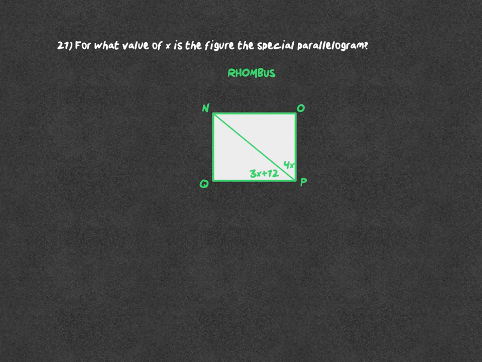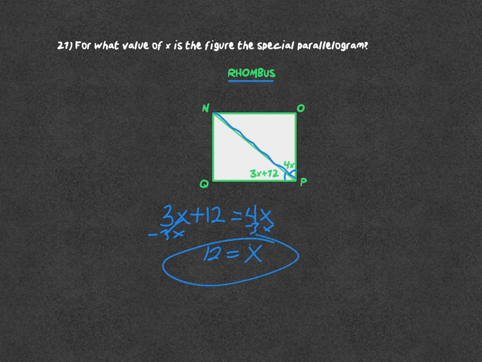For this next example, we want to decide what value of x makes this figure the special parallelogram. And in this case, we want it to be a rhombus. So for a rhombus, we know that the diagonals have to bisect opposite angles, making these two angles the same. So we would set 3x plus 12 equal to 4x, and then solve for x. Subtract the 3x over, and 12 equals x. So for the value of x equals 12, this is a rhombus.